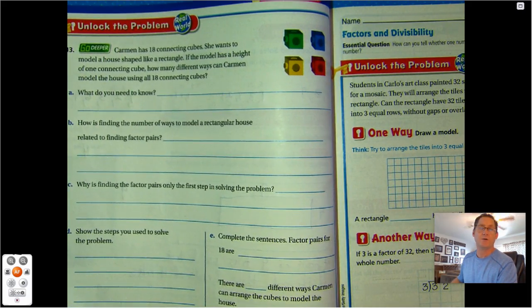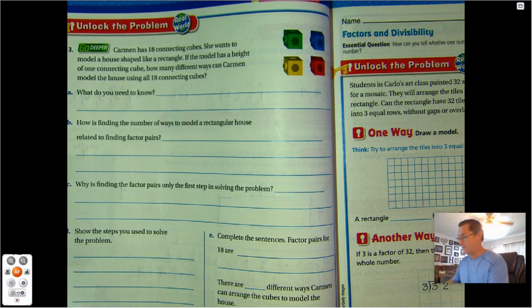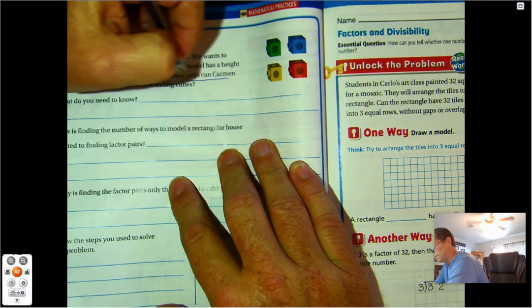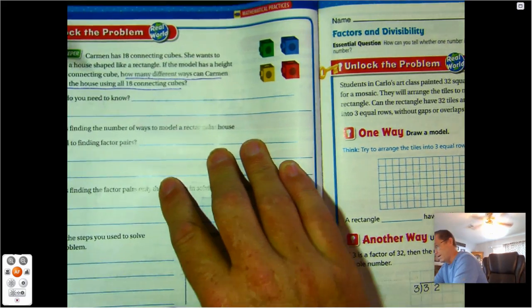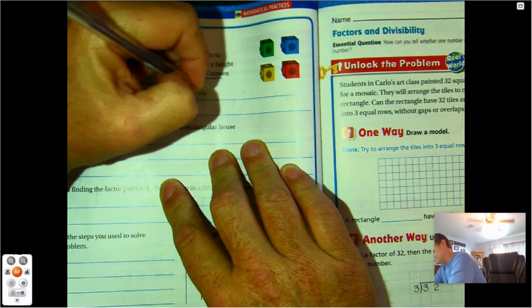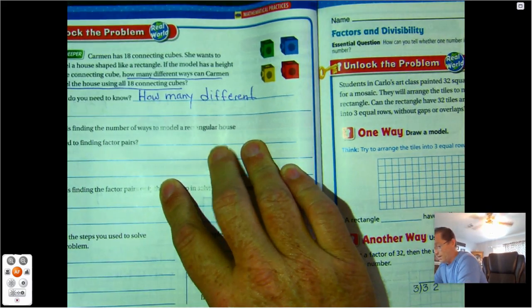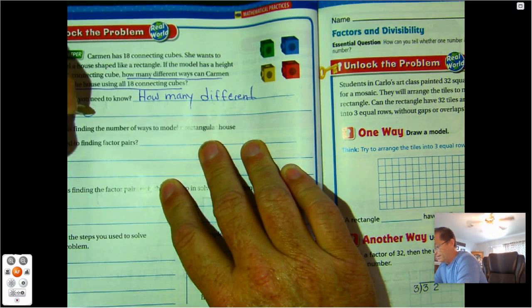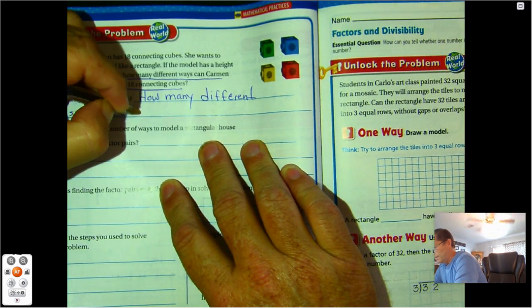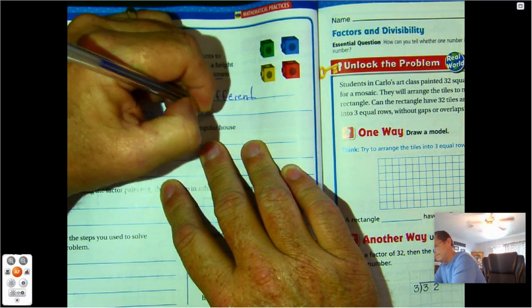Well, we need to know the question. How many different ways can Carmen model the house using 18 connecting cubes?